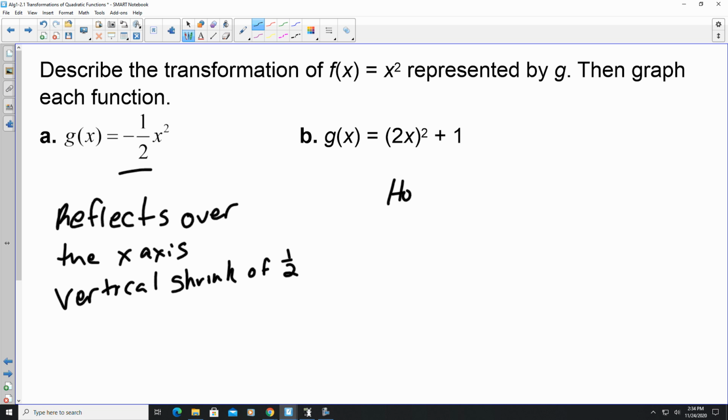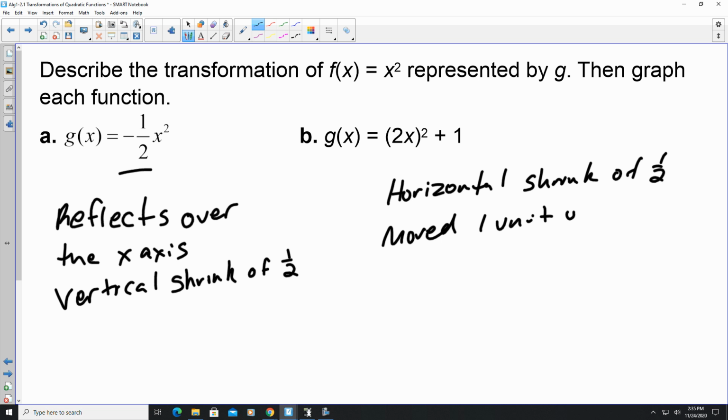For B, in this particular instance, since 2 is inside with the value of x, I have a horizontal shrink. Remember, it's the reciprocal, so it's a shrink of 1/2. And because of the +1, the graph got moved 1 unit up. So there are 2 things happening there, just like there were 2 things happening here. So there's 1, 2, 1, 2.